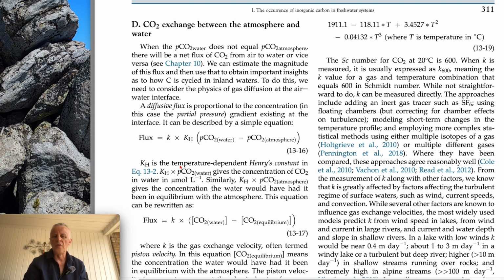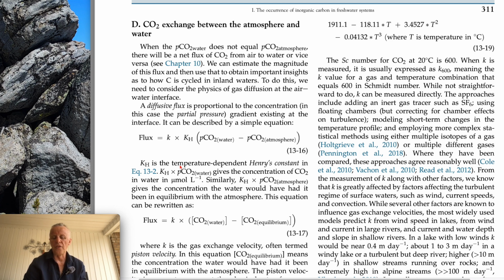Where the partial pressure of CO2 in water does not equal the partial pressure of CO2 in the atmosphere, there will be a net flux of CO2 from air to water, or vice versa. We can estimate the magnitude of this flux and then use that to obtain important insight as to how carbon is cycled in inland waters. To do this, we need to consider the physics of gas diffusion at the air-water interface.